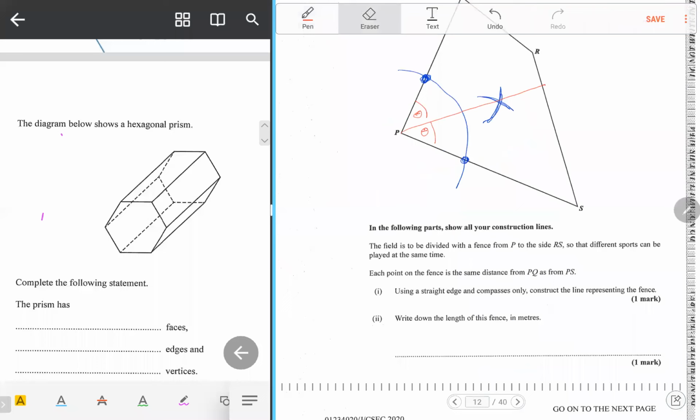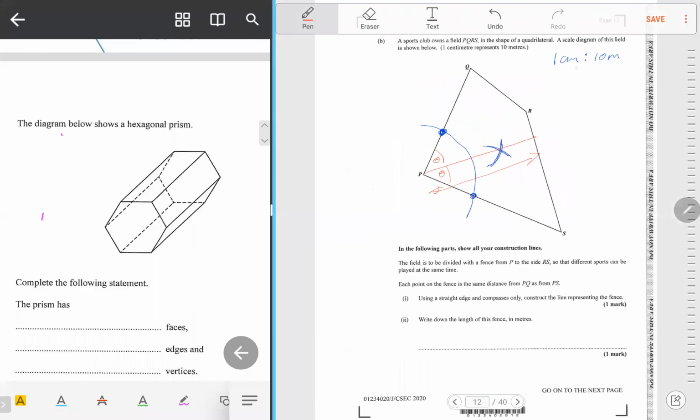The next part they want us to do is to write down the length of the fence in meters. So to write down the length of the fence in meters, you have to use your ruler now and measure the length of the line you drew. And after you measure the length of the line, you multiply by 10, because remember the scale is 1 to 10. So let's say you measure the line and it comes out to 6 centimeters, for example. Let's call a point up here N, where you measure. You measure the line.